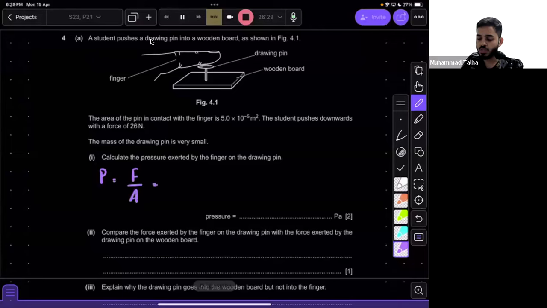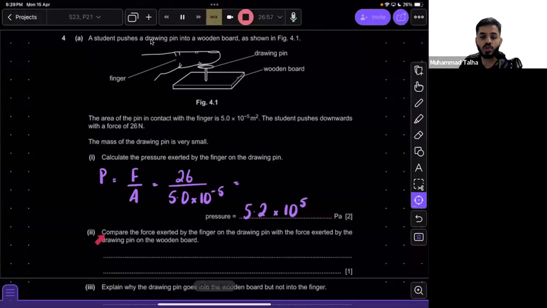So the force here was given as 26. The area is 5.0 times 10 to the negative 5. So we just plug all of this into our calculators. 26 over 5.0 times 10 to the negative 5 is 520,000, or in standard form, 5.2 times 10 to the 5 pascals.